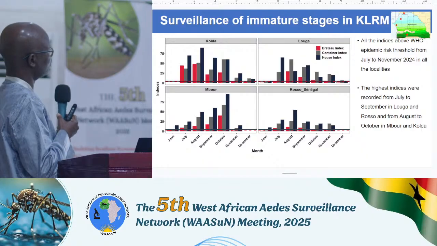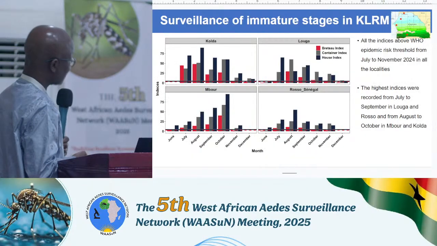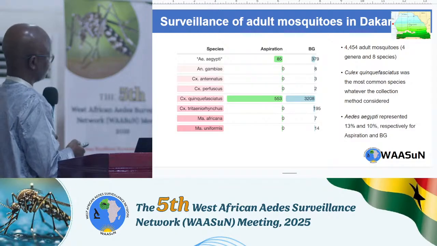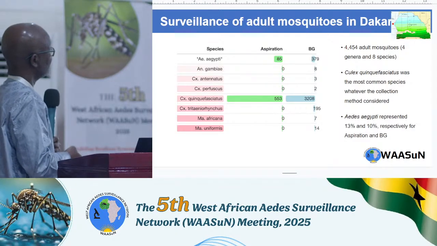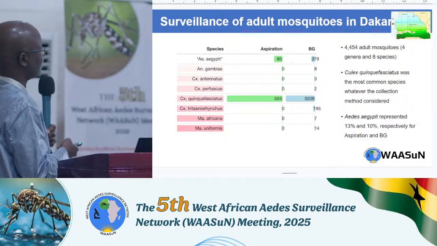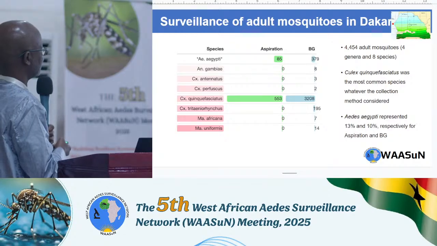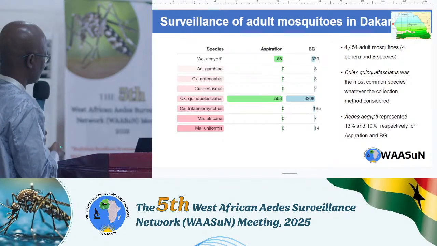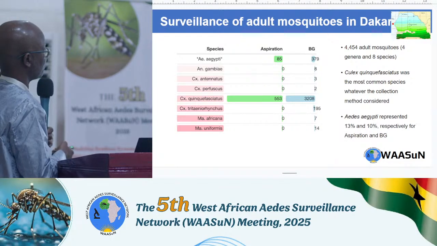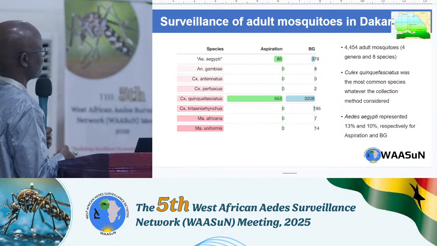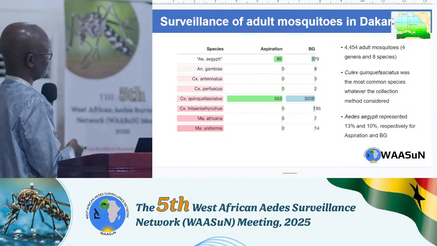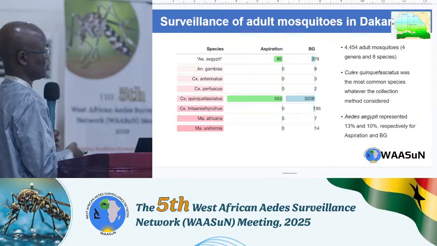And concerning the adult mosquitoes, we collected around 40,000 mosquitoes in Dakar. We had 8 species from 4 genera: Aedes, Anopheles, Culex, and Mansonia. We found that Culex quinquefasciatus was the most abundant species, and Aedes aegypti represented only 10 to 13% using the two collection methods, aspiration and BG traps.